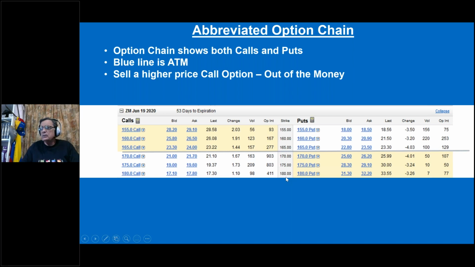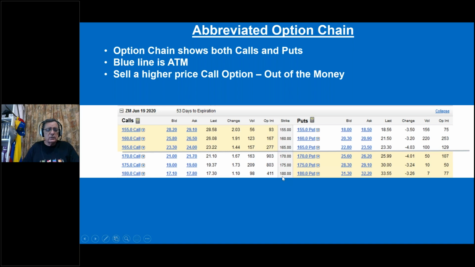So if you look here, you'll see that there are different strike prices. Strike is what your agreement is to buy and sell. There's always a buy and sell, okay? Here it says $180, 175, 170, 165, 160, 155. Okay, so those are the prices. We can decide what we want to do.